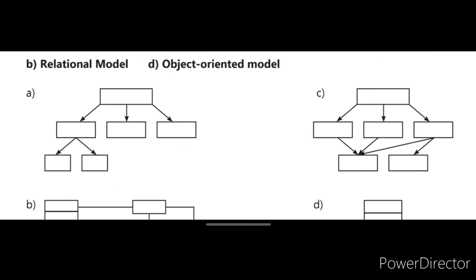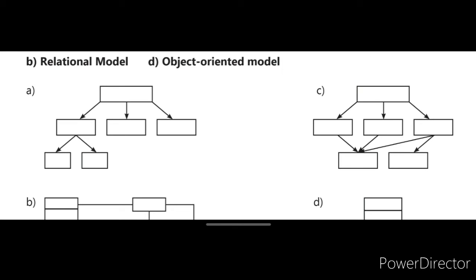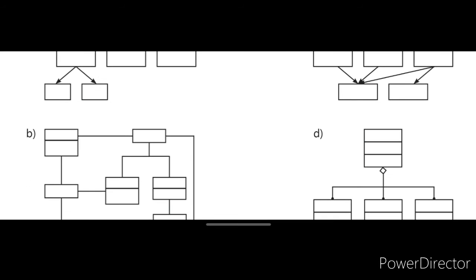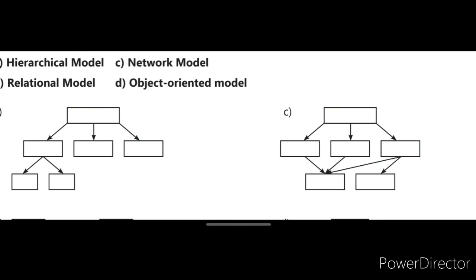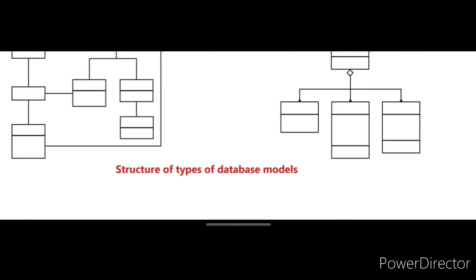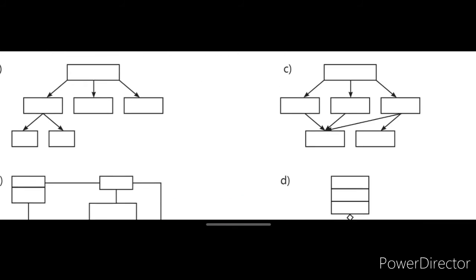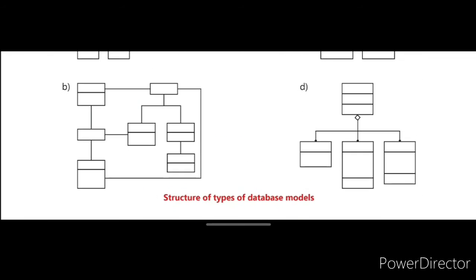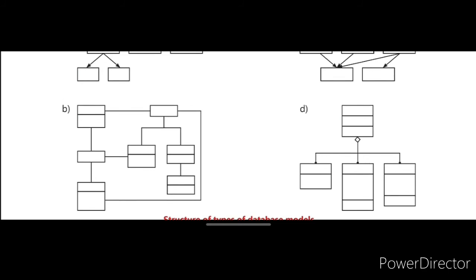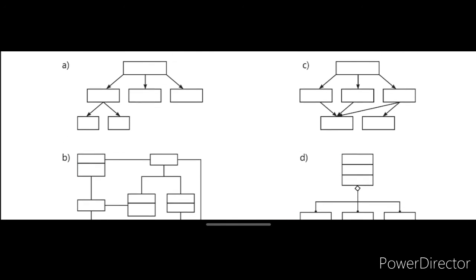See this diagram. The first one denotes A. You will be able to see, right? A denotes hierarchical model, whereas B denotes relational model, C denotes network model, D denotes object oriented model. So these are the 4 structures of database model.